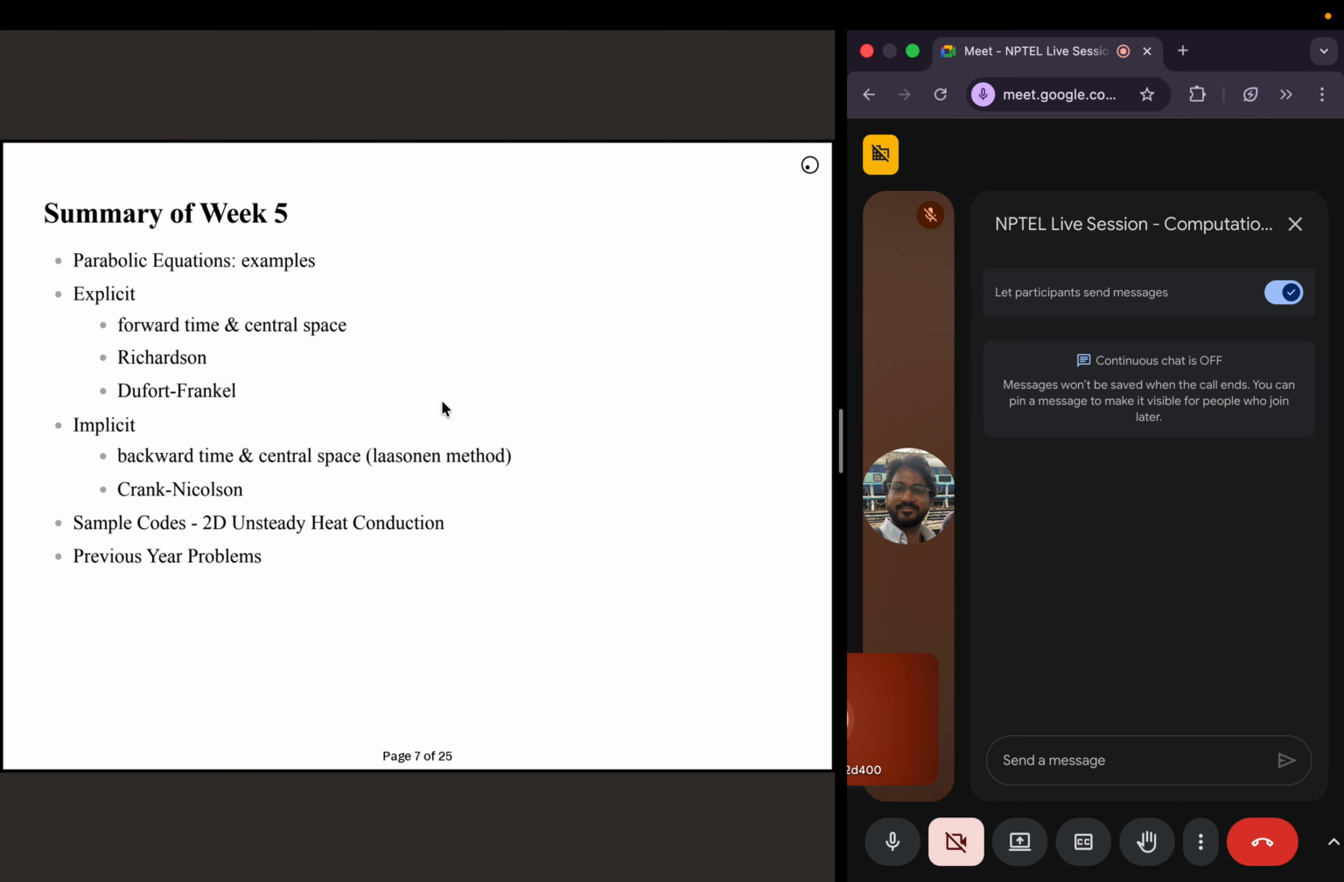As a brief summary of the topics covered in the lecture videos: some examples of parabolic equations, followed by two different schemes, explicit and implicit, to solve this set of equations in the finite difference formulation, and some codes for 2D and 1D. In this session, we'll cover 1D codes, but 2D as well as 3D codes are discussed in the lecture videos, along with previous problems to help those who are solving for examinations.